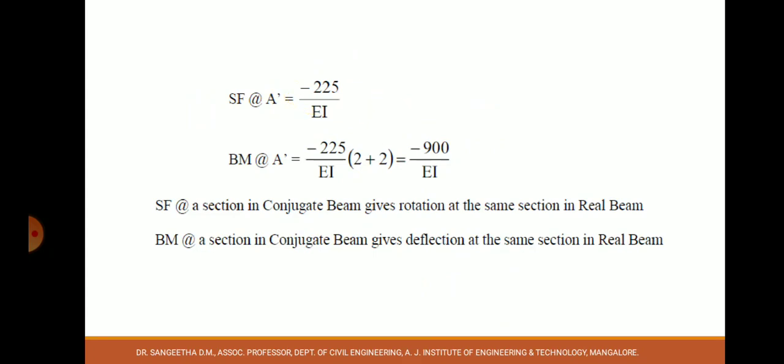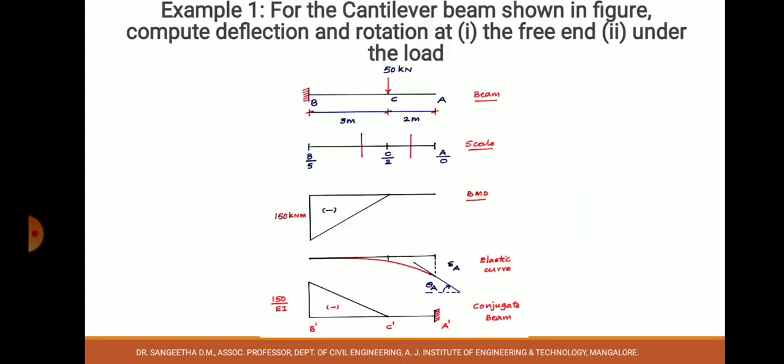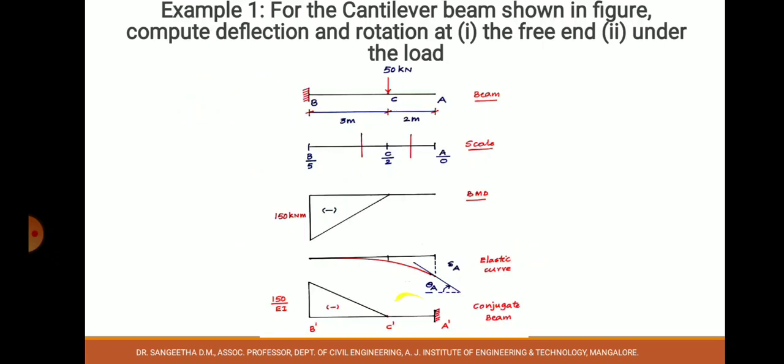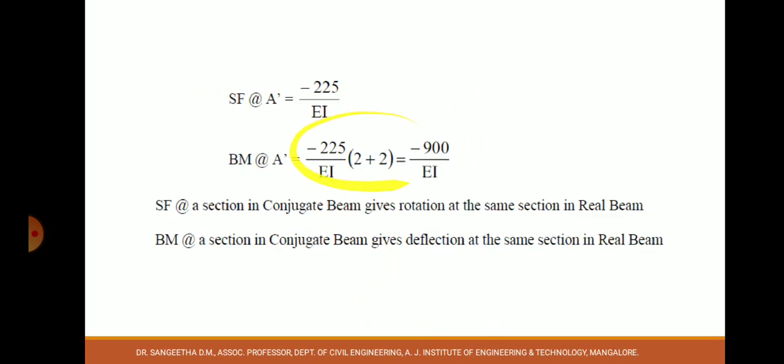What is the bending moment at A dash? M by EI diagram, moment about A dash. 150 by EI, half, this is a triangle, half into base is 3 meter, height is 150. What is its CG distance to A? 2 meter plus 2/3 of 3. Is it so? 2 plus 2/3 of 3. 3 and 3 get cancelled, the other 2 remains. So that gives the bending moment at A dash.